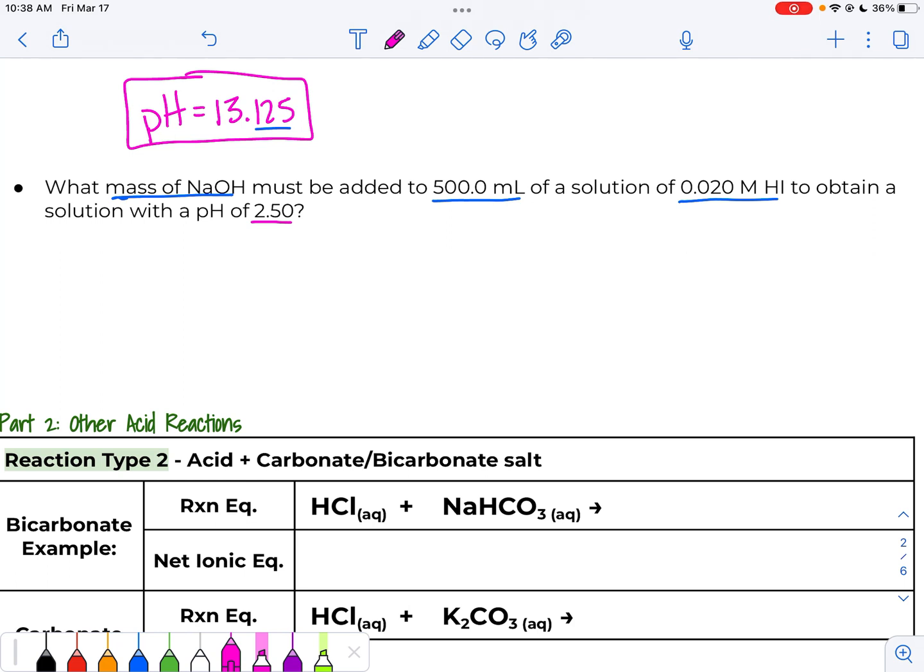If we take a look at pH of 2.50, what is that actually telling us? Well, it's telling us that our final solution is acidic. So what does that mean about which ion is in excess concentration? It has to be the hydronium. Because our pH is acidic, we must be having excess hydronium in that solution. So what I can start with is actually finding my excess concentration of hydronium.